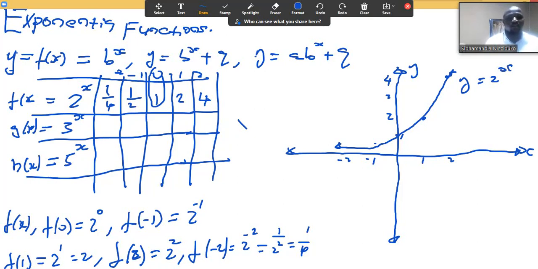You notice that it will never reach 0. In terms of domain, x is an element of the real numbers, because the function is defined everywhere in x. But for the range, y is greater than 0, meaning that the graph will never come to the negative part of y. It will only stay on the positive side.